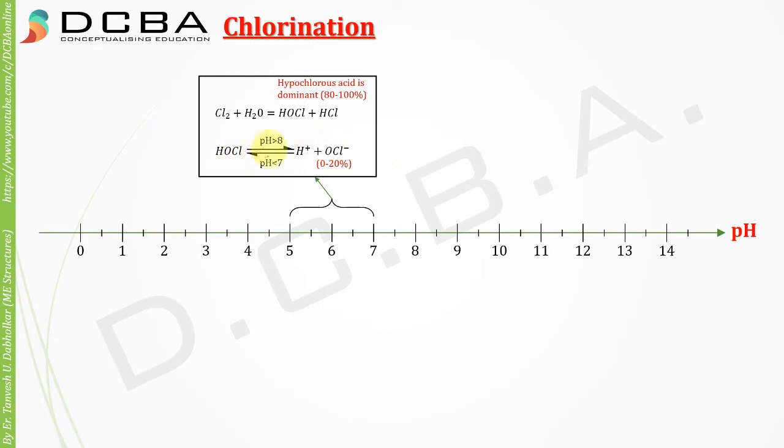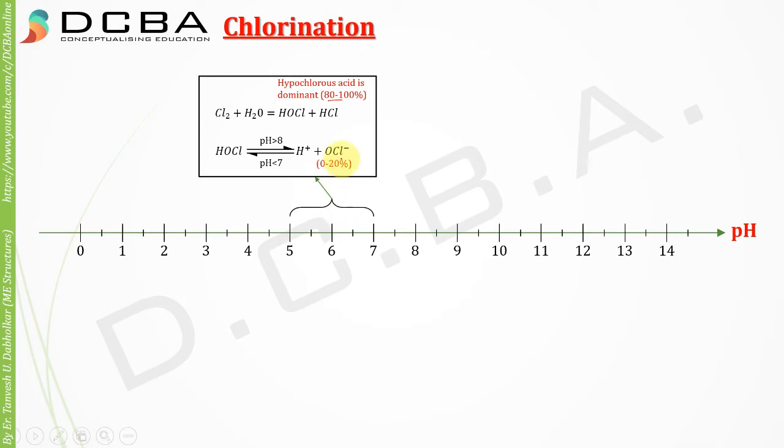This reaction is reversible. Now these hypochlorite ions and hypochlorous acid are both always present in the water, but when the pH level is greater than 8, the dissociation of hypochlorous acid into hypochlorite ions is more, and when the pH level is less than 7, the formation of hypochlorous acid is again more. So when your pH is between 5 to 7, your hypochlorous acid is dominant, 80 to 100% in the water, and your hypochlorite ions are between 0 to 20%.